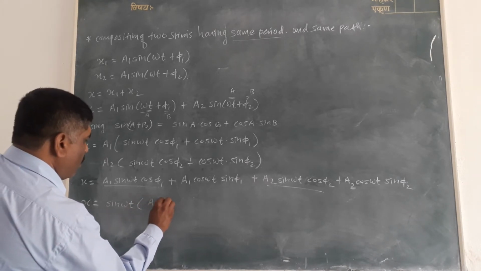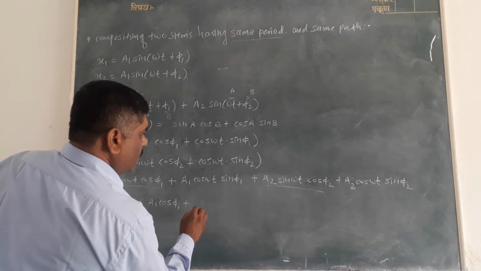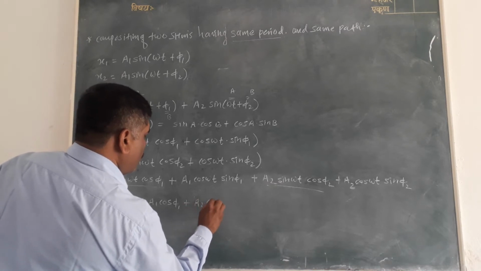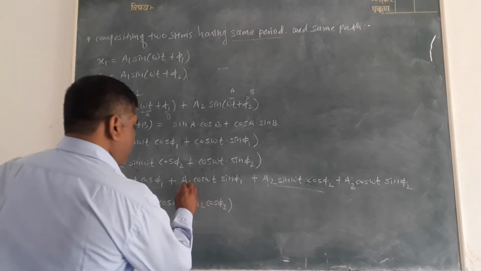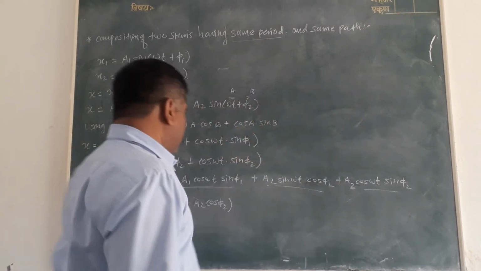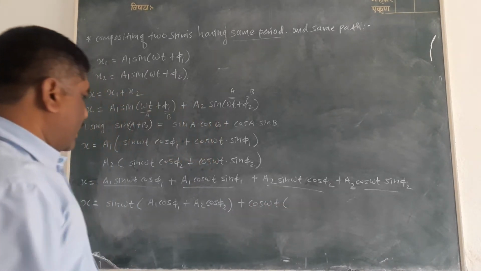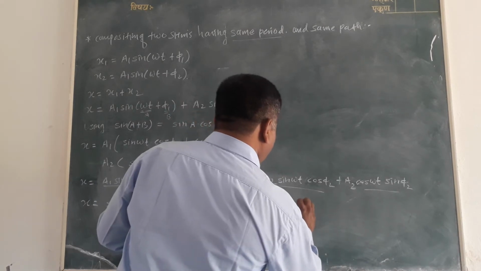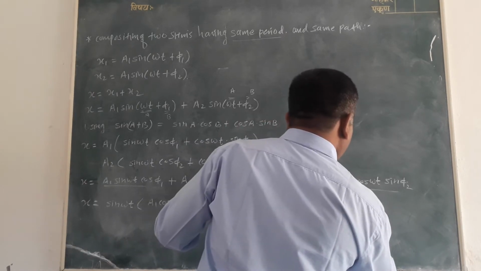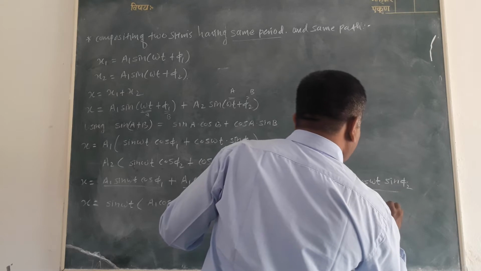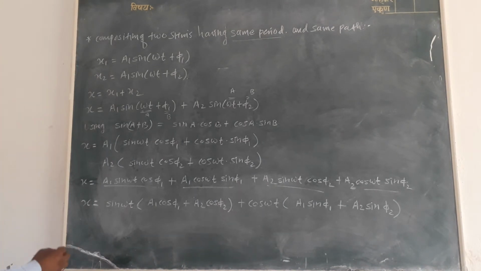a1 cos phi 1 plus a2 cos phi 2, and in the second term and fourth term, plus cos omega t into bracket a1 sin phi 1 plus a2 sin phi 2.